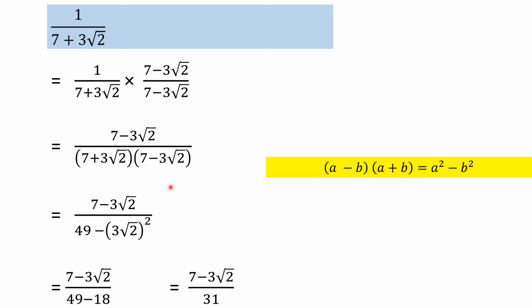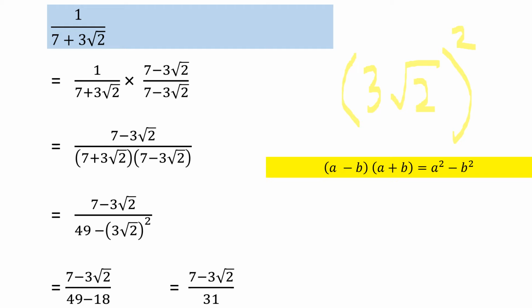So now the formula's expansion is a square minus b square. So I use 7 square minus 3 root 2 square. 7 square is 49. I wrote it directly. And 3 root 2 square is, let's find 3 root 2 square. How do we find 3 root 2 square?